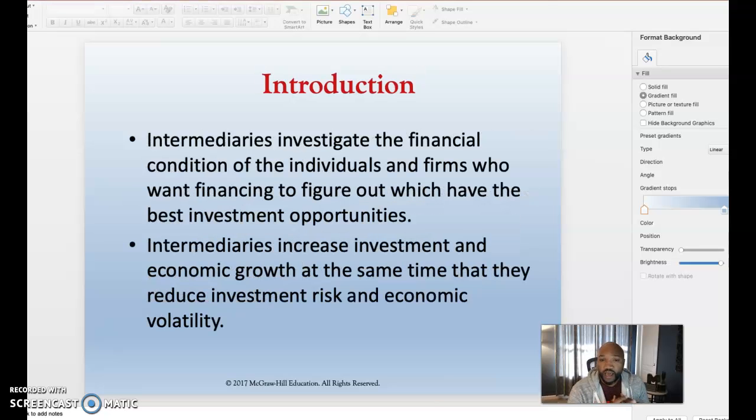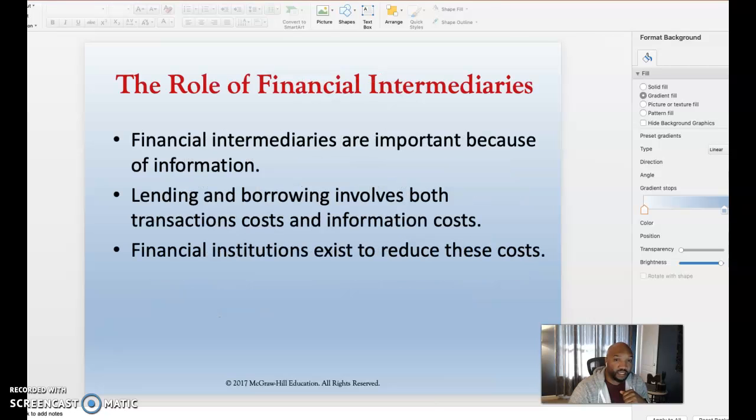And we're going to talk a lot about this in this chapter. One of the main goals of intermediaries is to collect information. If you look at the first bullet, intermediaries investigate the financial condition of the individuals and firms who want financing to figure out who has the best investment opportunities. As we continue to talk through the chapter, you'll see examples of this over and over again around information. That's the theme of Chapter 11. I'm going to skip down to slide 7.